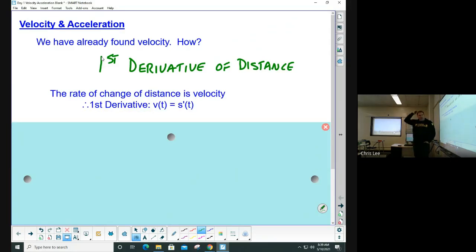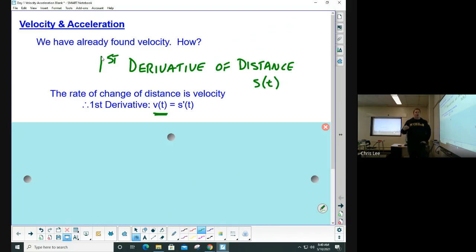So if we had a function that was given as s of t, that's the displacement function. This can get a little bit confusing with s because you think of speed. But s is also used for displacement, which is a change in distance. Okay, so the distance function is s at t. The derivative of that is v at t, velocity. So the rate of change of distance is velocity. So if you take your distance function, take the derivative, you now have a function that describes the velocity.